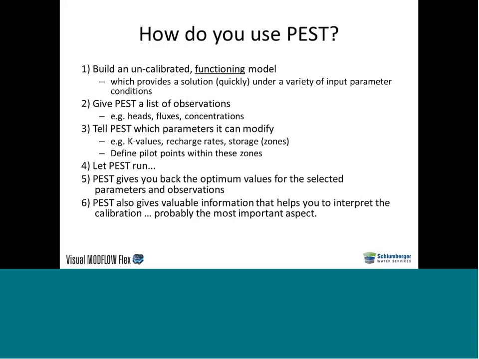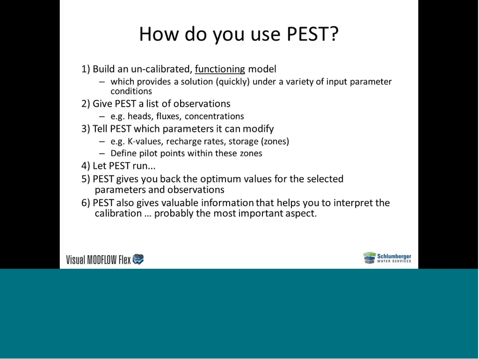So the next few slides will discuss how to use PEST, and the next slide after this should show us a simple illustration of this. But first you want to start by building an uncalibrated functioning model, functioning being the key word there. You want to be able to run MODFLOW so it can converge relatively quickly, vary the different input parameters, solver settings, etc., and still get a convergence within a reasonable amount of time and within a reasonable mass balance error.